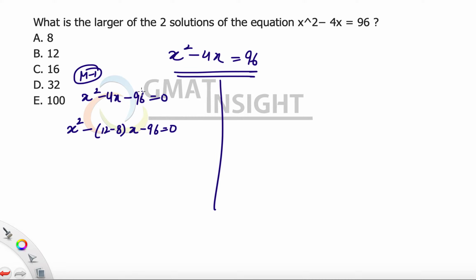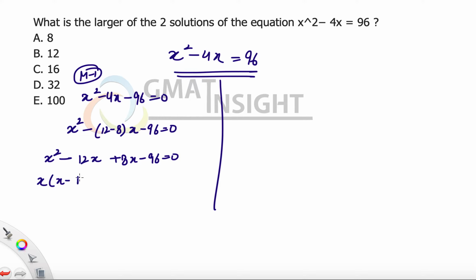So what we do is the coefficient of x squared is multiplied with this constant, and then the product has to be broken down into two numbers such that their sum or difference is the coefficient of x, and the product is the product of coefficient of x squared and the constant. So now we have simplified it. X squared minus 12x plus 8x minus 96 is equal to 0.